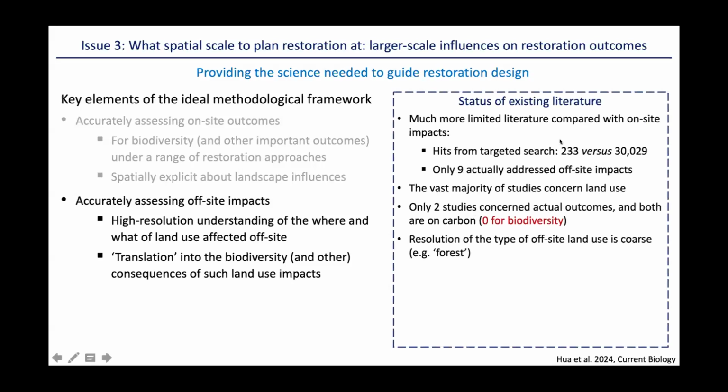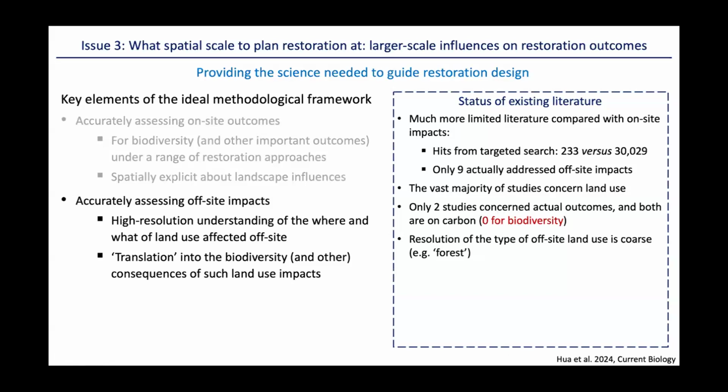Overall, you can see that the size of existing literature looking at this topic is way more limited compared to the on-site impacts. We only found 9 studies that addressed off-site impacts under forest restoration. The vast majority of them only concerned land use, stopping short of translating such land use into the actual biodiversity, carbon, or whatever ecosystem service outcomes. And we did not find any study on how forest restoration may affect biodiversity offsite.